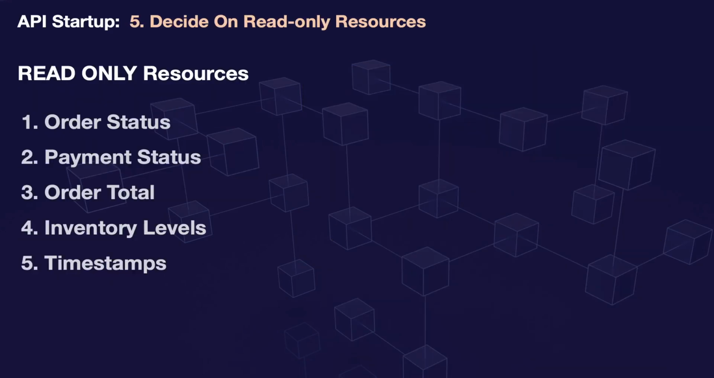It's a good idea next to start categorizing resources, whether they are read-only or whether they're going to be modifiable resources by anybody. Start thinking about roles a little bit. If certain resources can only be modified by certain roles, brainstorm this a little bit and document this. Some examples of read-only resources would be like order status, payment status, order totals, inventory levels, timestamps. These shouldn't be able to be modified by the user. These should only be modified by the system in a certain process.